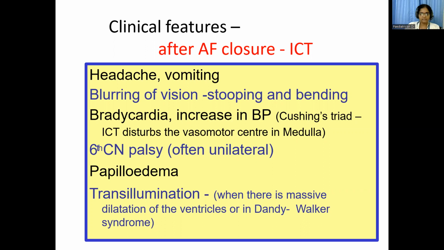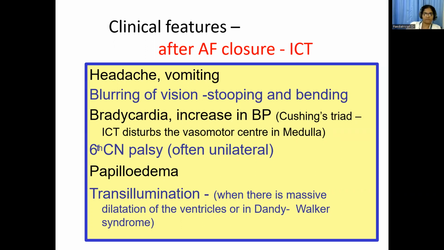Okay, then sixth nerve palsy, which is often unilateral. Then papilledema is there in some of the cases, and transillumination. When there is massive dilatation of the ventricles or a Dandy Walker malformation, the transillumination test will be positive.